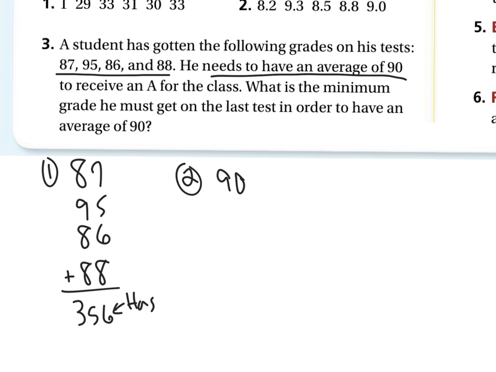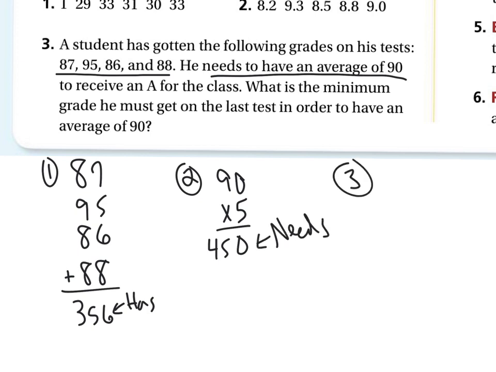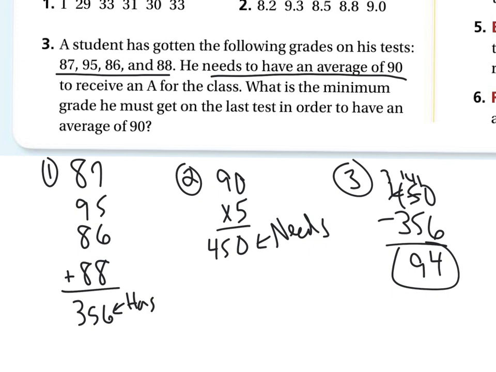They want an average of 90. There's been 4 tests, so one more would be 5 tests. So if we had 5 90s, that would be an average of 90. So that would be 450 is what he needs. So 450 minus 356 would be 94. So he would need to get at least a 94 in order to get at least an average of 90.